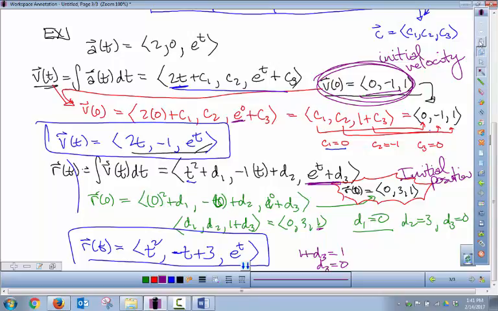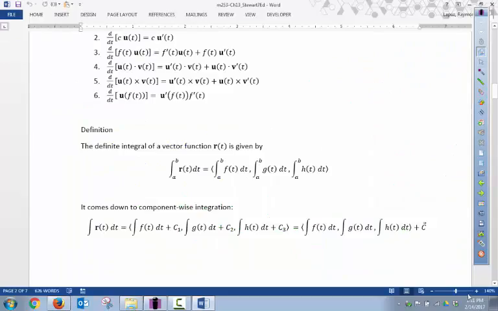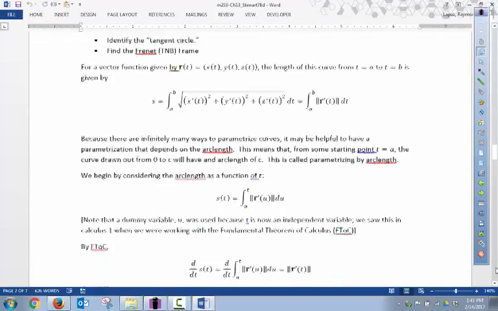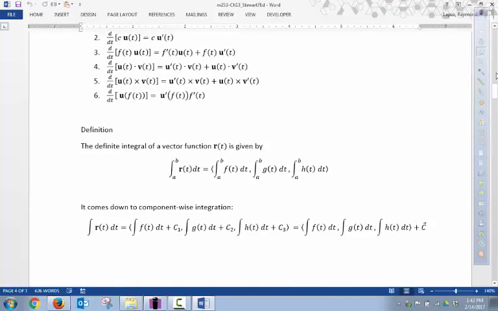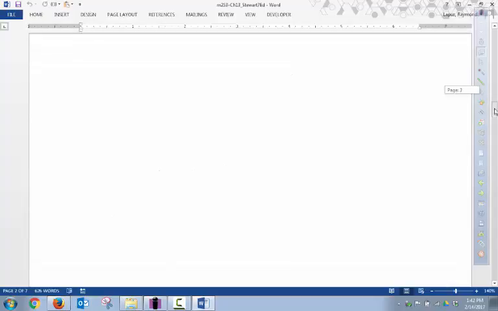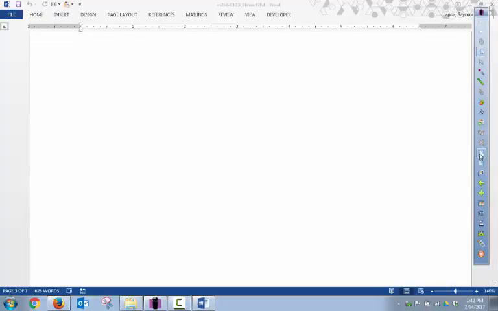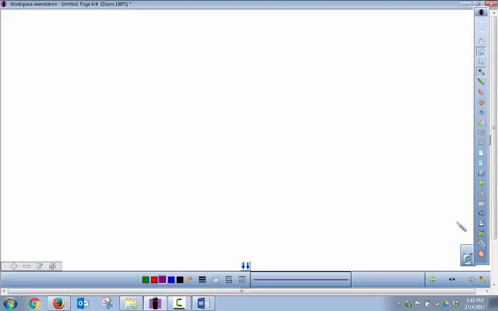Now let's talk about some more interesting stuff. I'll start off with a blank page. Should we stick with that function, or do we want to come up with another function? Another one? All right. So let's come up with another function. Do we want one of those helix or roller coaster things, or do you want to shout out some functions?